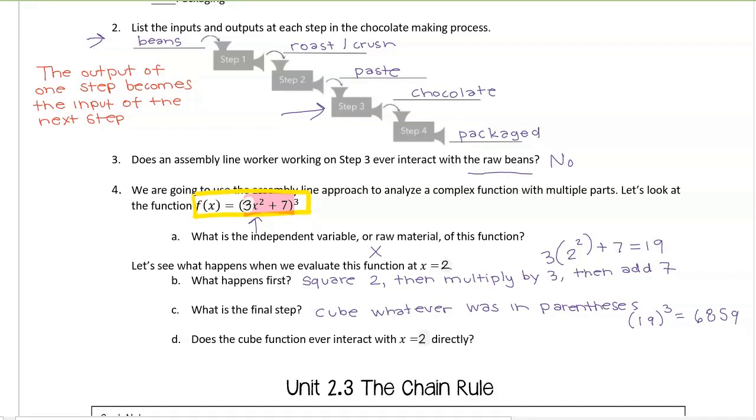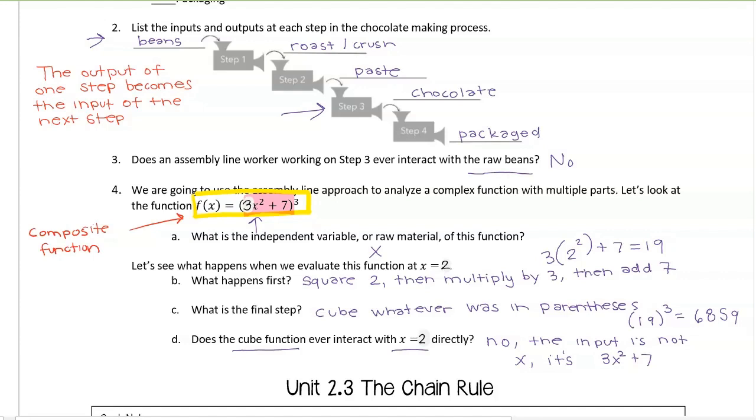It says, does the cubed function ever interact with x equals 2 directly? The answer is no, because the input is not x. It is 3x squared plus 7. So I'm doing a few things to x, and then once I figure that all out, then I'm going to cube it. This function here is called a composite function.